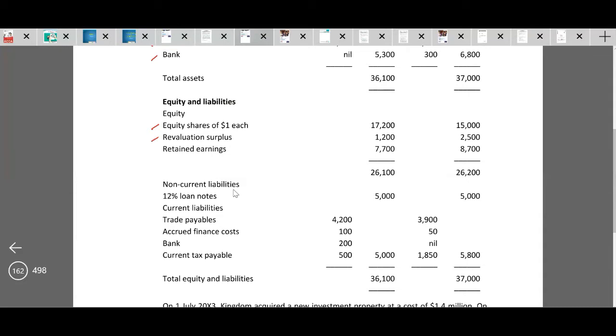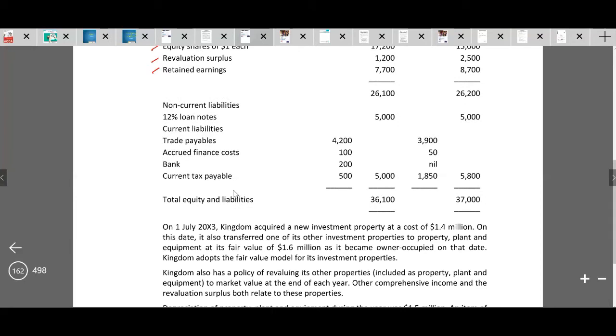Revaluation surplus is decreasing from 2,500 to 1,200. Retained earnings are also decreasing. The 12% loan notes are static, that means they have neither taken any loan nor made any payment. Trade payables are increasing. Then there are accrued finance cost, bank, and current tax payable.